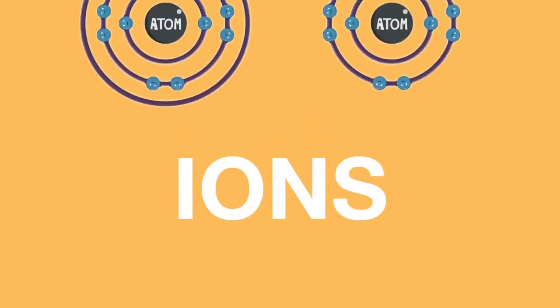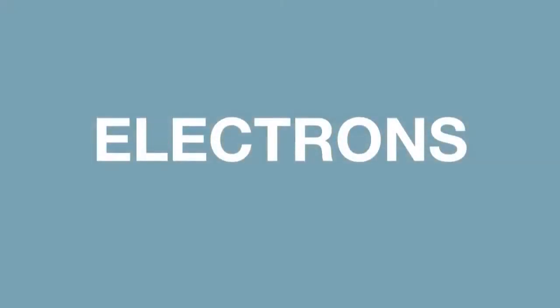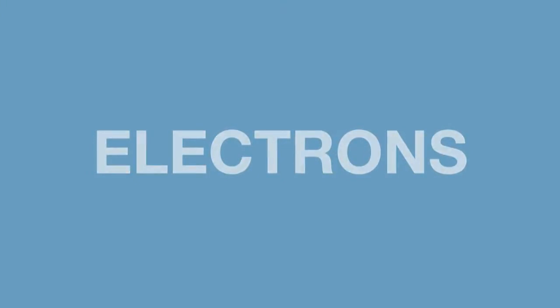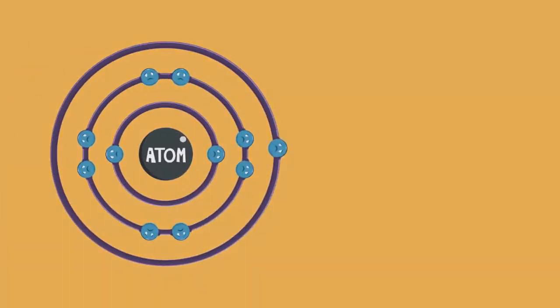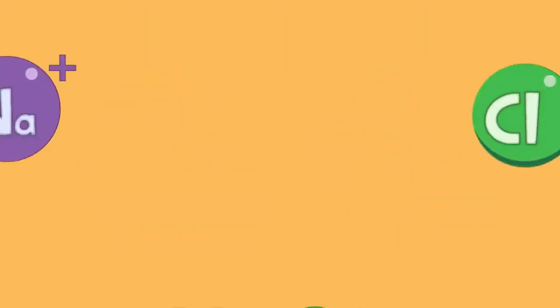Ions, as you already know, are formed from the loss or gain of electrons. Electrons, however, do not suddenly appear or disappear. They are in fact transferred from one atom to another. Let's look at sodium chloride as an example.